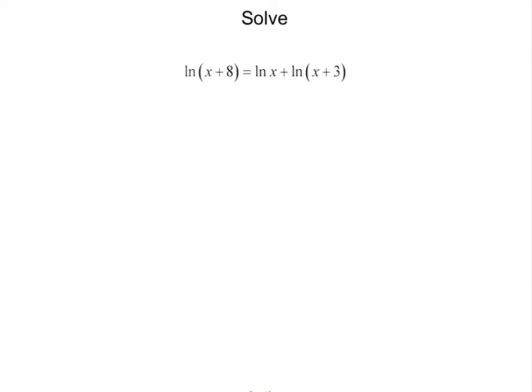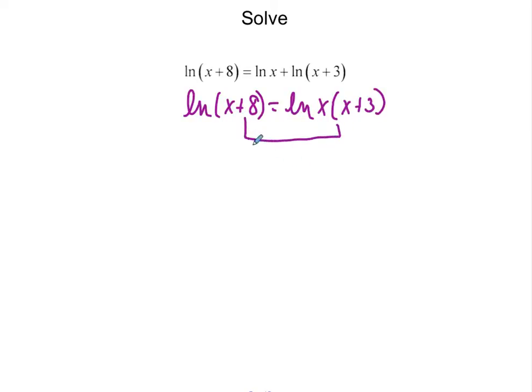So we're going to solve this logarithmic equation next together. You'll notice I have the sum of the logs on the right hand side. I'm going to combine those so that I have the log of a product. Now I have two logs with equal bases set equal, so I know that their arguments have to be equal. So x plus 8 has to equal x times the quantity x plus 3. We'll distribute the x so that I have x squared plus 3x equals x plus 8.